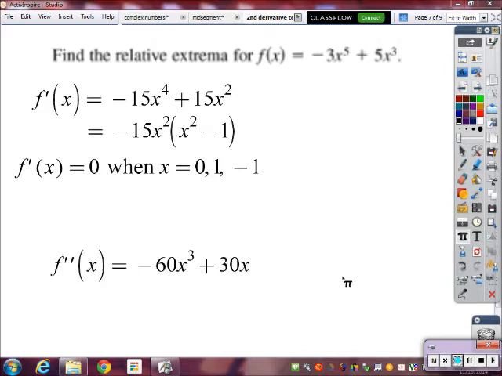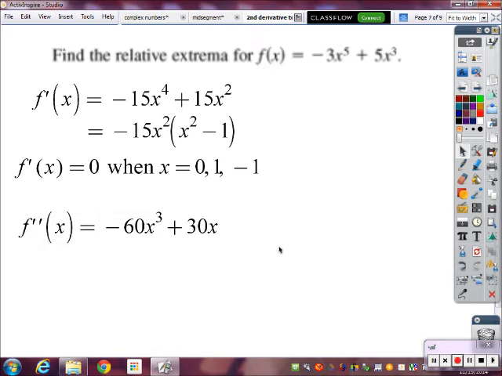The second derivative is f double prime of x equals negative 60x cubed plus 30x. And if I want to find the extrema using the second derivative, I take where my derivative equaled 0: x equals 0, x equals 1, and x equals negative 1, and I evaluate the second derivative at those x values. All I really care about is if it's positive or negative. I don't have to know the number, I just need to know if it comes out to be positive or negative.